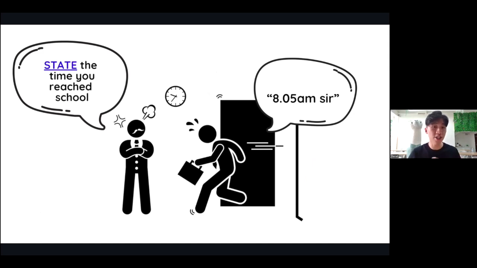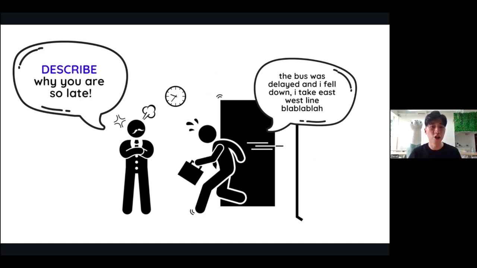But if the question here is to describe why you're late, you describe it by talking about, oh, I woke up at this timing, the bus was delayed, I took the east-west line, the MRT. So there's a lot more details, and you're probably referencing specific data points. In this case, it's like the timing where you reach each of the different checkpoints.